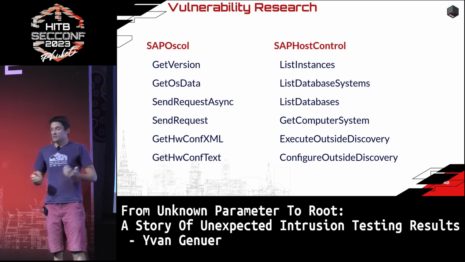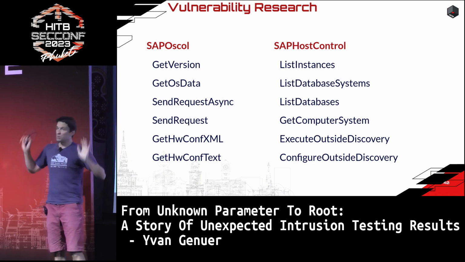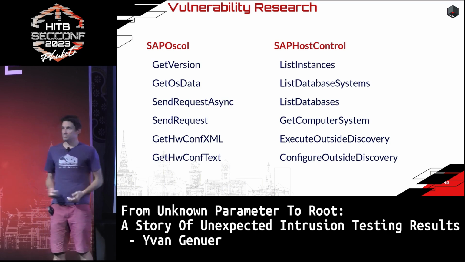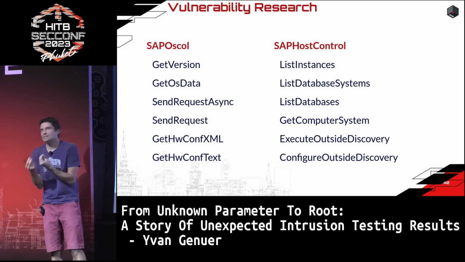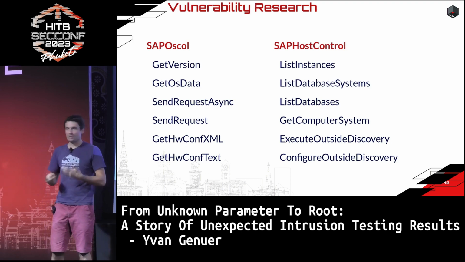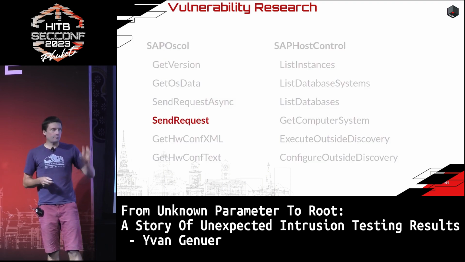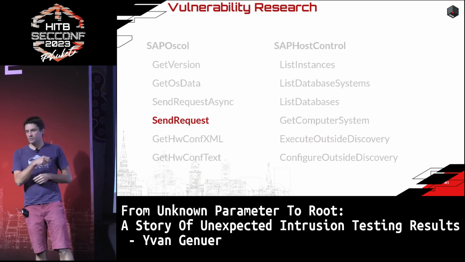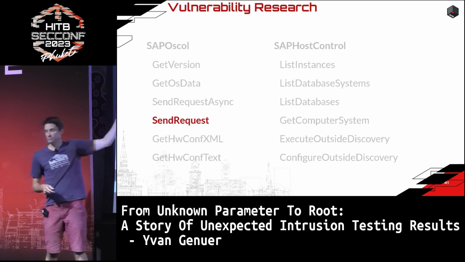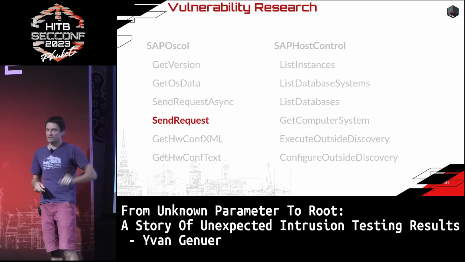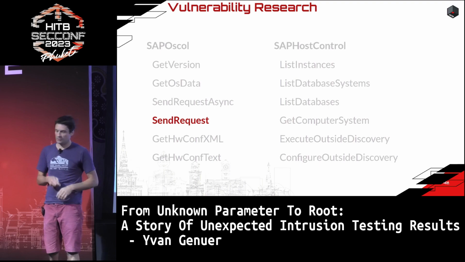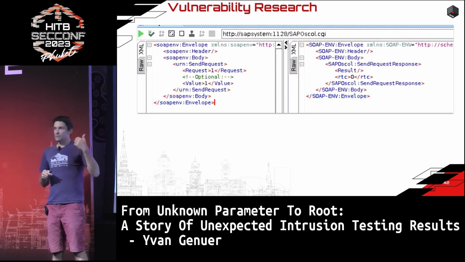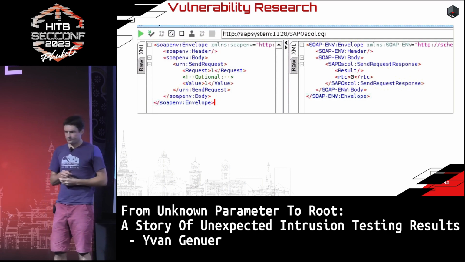So I start one by one, very simple. I test it. I try to figure out what's going on behind, I try to guess the function, etc. And I found one thing in this request. This is the same for the send request asynchron. These 2 requests are the same behind, but I will explain with this one. This is an example when we send the SOAP through HTTP to the SAP OS call namespace.